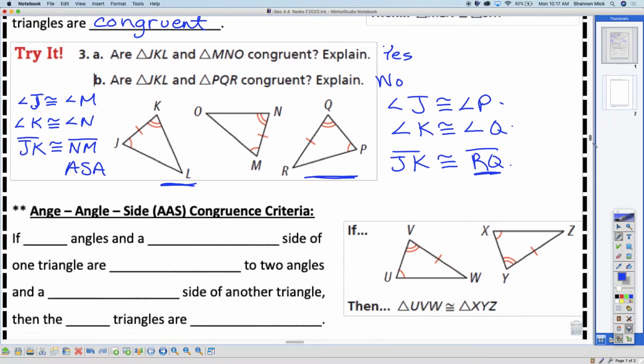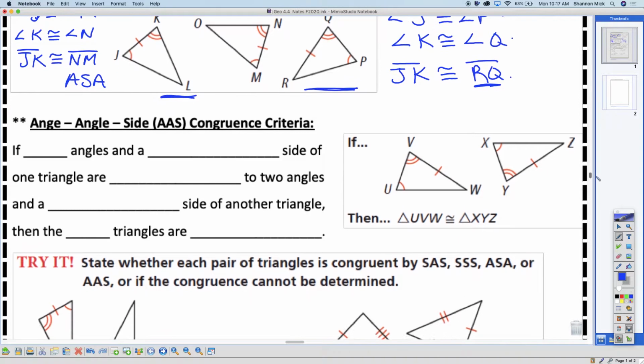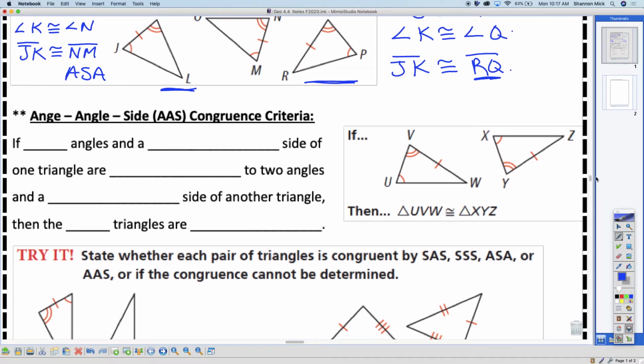So what do you think angle, angle, side is? It's not three angles. It's two angles. If two angles and the included side? Is that the included side? No, they're not. It's unincluded, is what they say. So it's unincluded. It doesn't make up the two angles, does it?